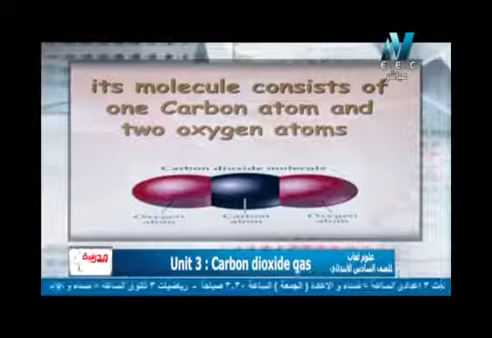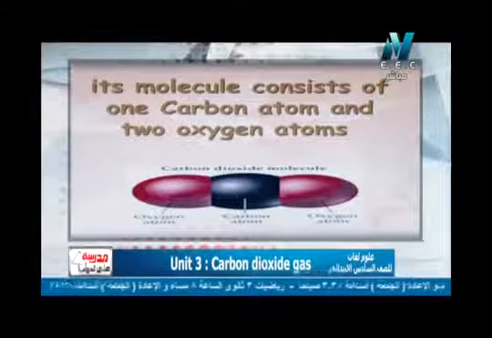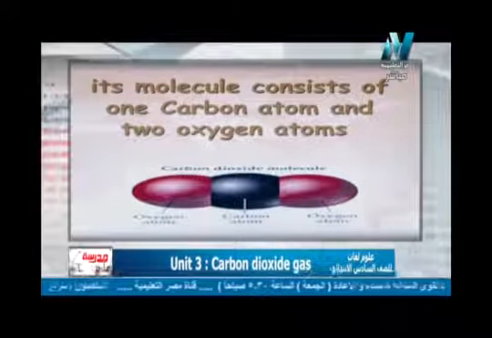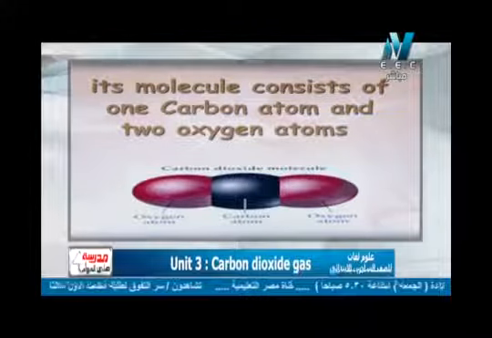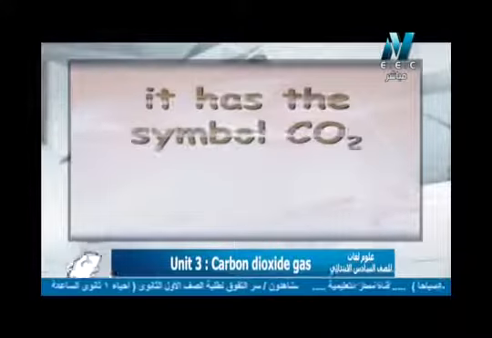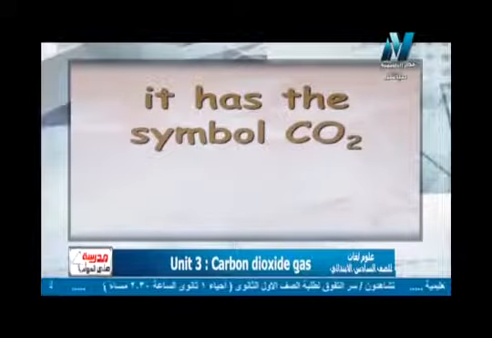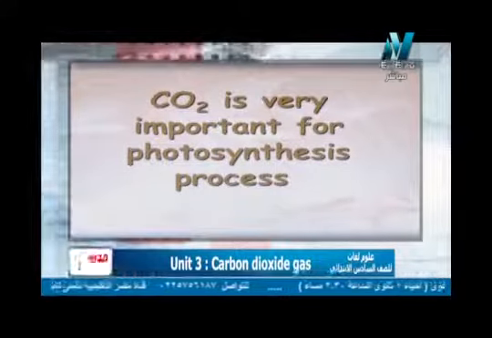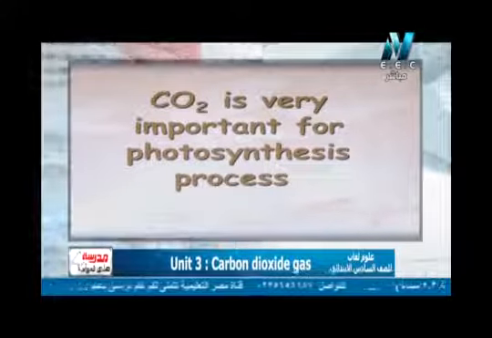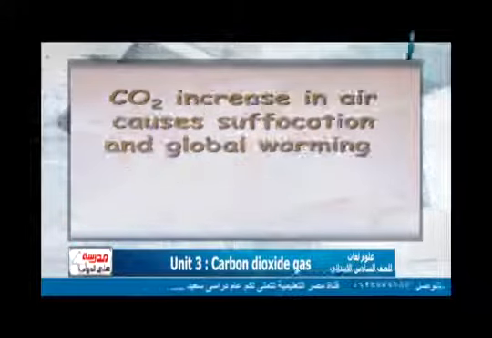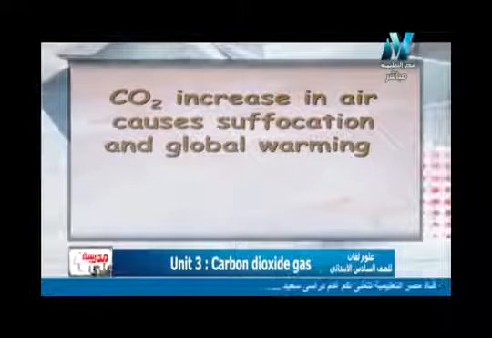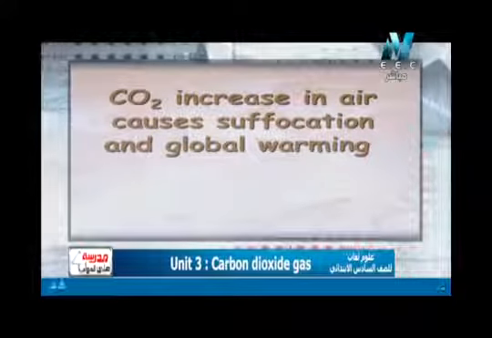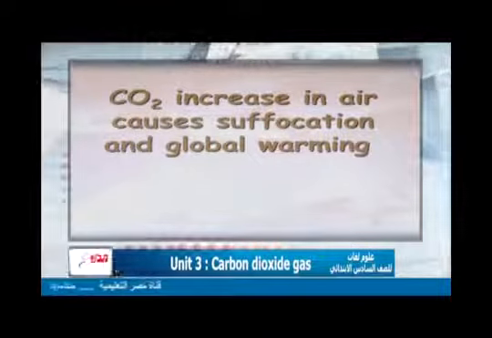So again, carbon dioxide gas molecule consists of one carbon atom and two oxygen atoms, so it will be a compound. Why? Or give reason: because it consists of different atoms. Another information, it has the symbol CO2. هو رمزه CO2، عارفين ده كويس قوي. Also CO2 is very important for photosynthesis process. هو مهم قوي لعملية البناء الضوئي، اتكلمنا عنها أكتر من مرة النهارده. CO2 increase in air، لو زاد في الهواء causes dangerous problems، مشاكل خطيرة جدا, such as suffocation الاختناق and also global warming الاحتباس الحراري.